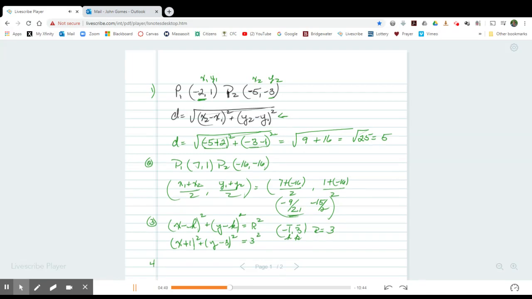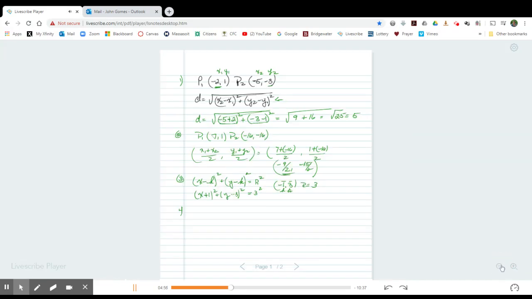Alright, number 4. Completing the square. He wants us to find the radius and the center of a circle. But the equation he gives us is not in that format where I can just look at it and determine the h and the k value. So if I write this out properly, plus 12y plus 21 equal to 0. All right. My first step is to put all my x terms side by side.